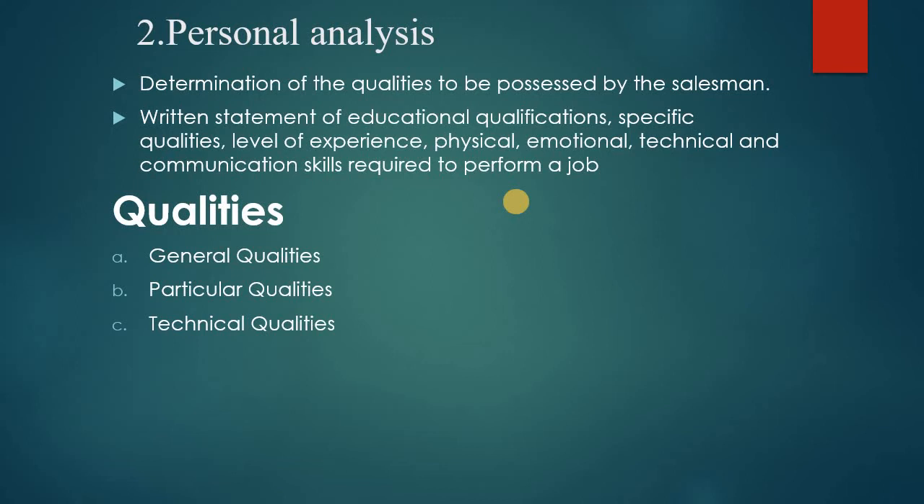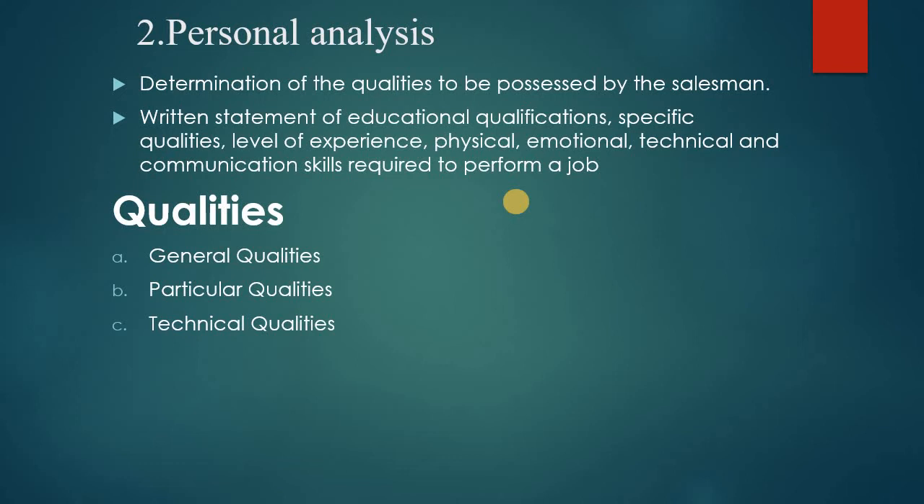So general qualities, in the sense of general enthusiasm, good attitude, good character, all these are general qualities. Then particular qualities related to sales. So what can be the particular qualities related to sales? One very important quality is communication skills and convincing ability. So these are very important for a salesman.